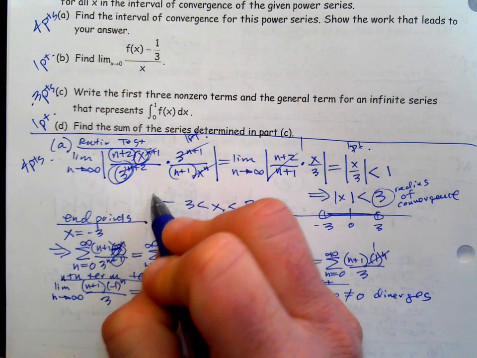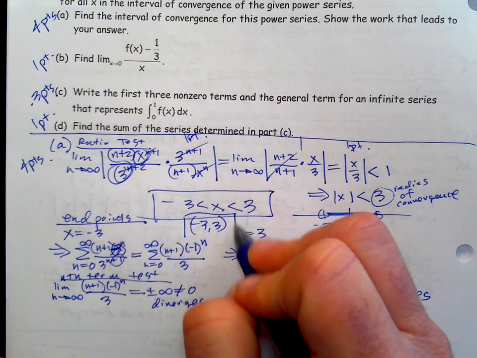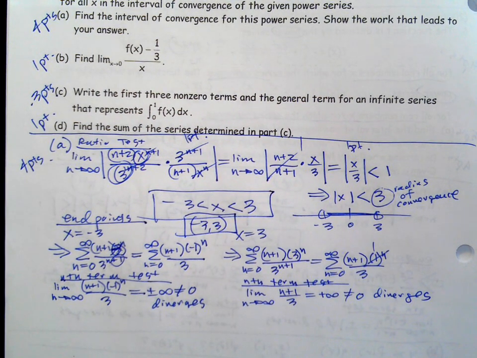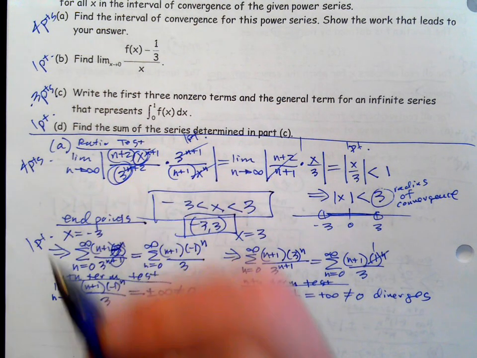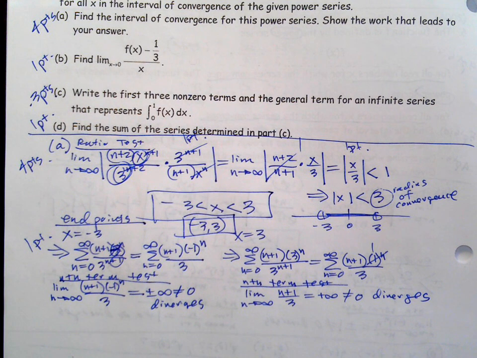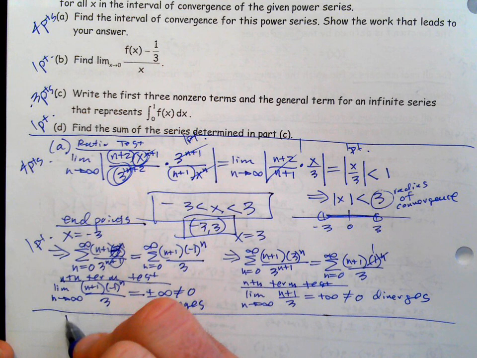So our final answer is this, but you have to have the work for the endpoints. That's usually at least 1 point. I think on this problem it's 1 point for all that. So if you messed any of that up or didn't have it, you'd lose that point. Okay, so pretty straightforward for part A.